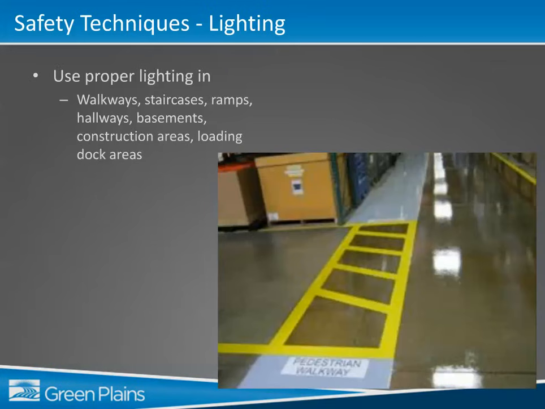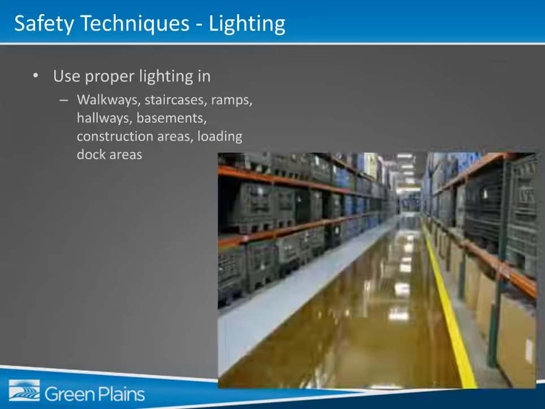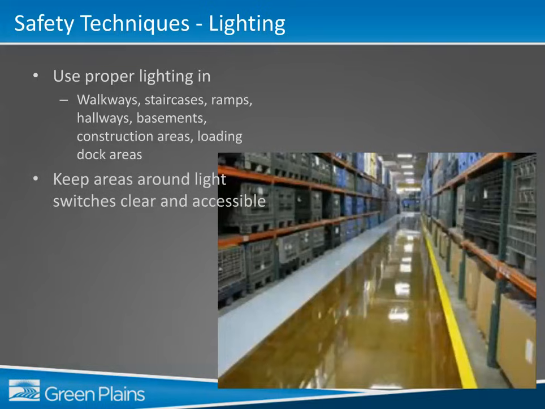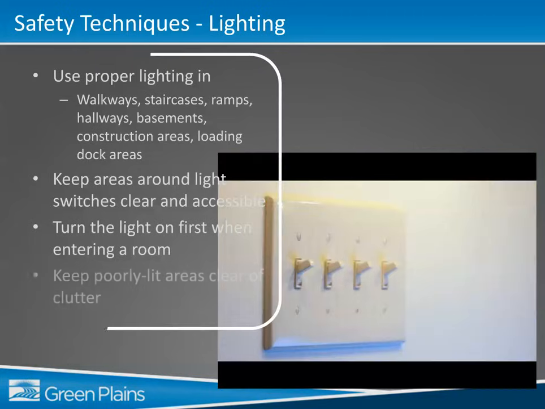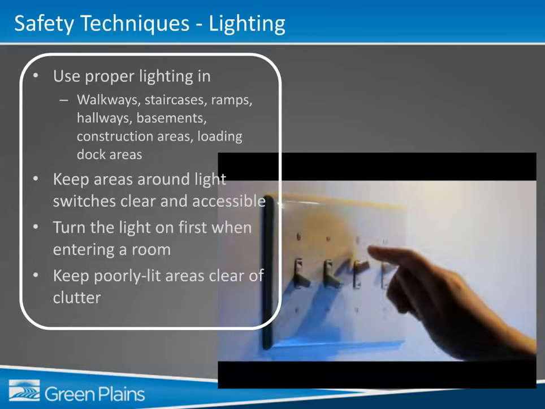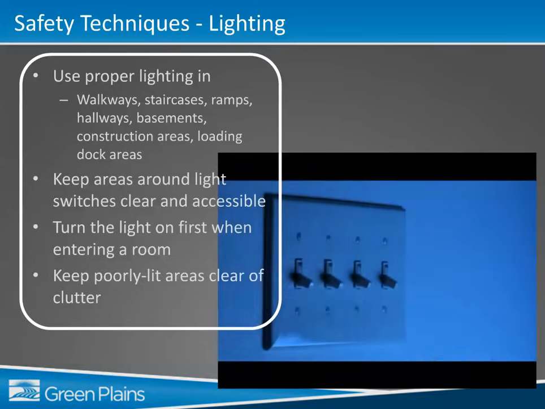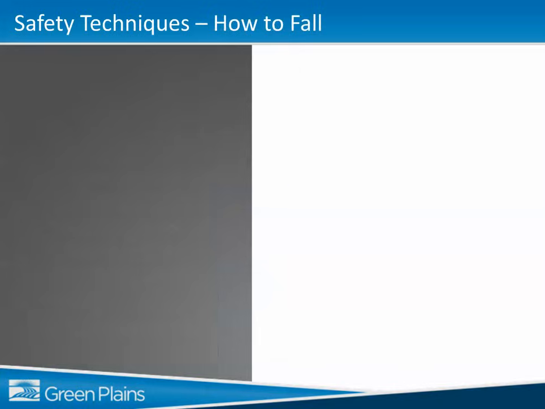Use proper illumination in walkways, staircases, ramps, hallways, basements, construction, and dock areas. Keep areas around light switches clear and accessible, and upon entering a darkened room, always turn on the light first. Keep poorly lit walkways clear of clutter and obstructions.